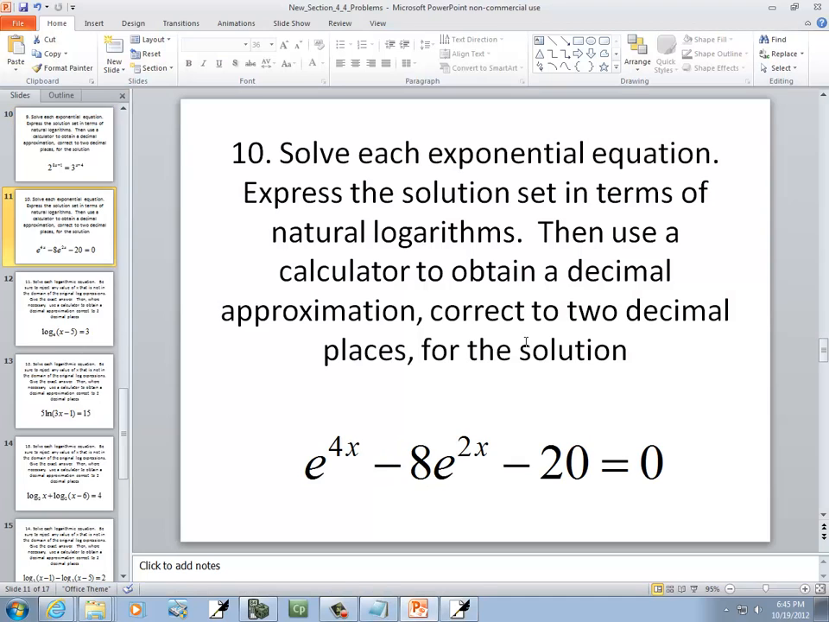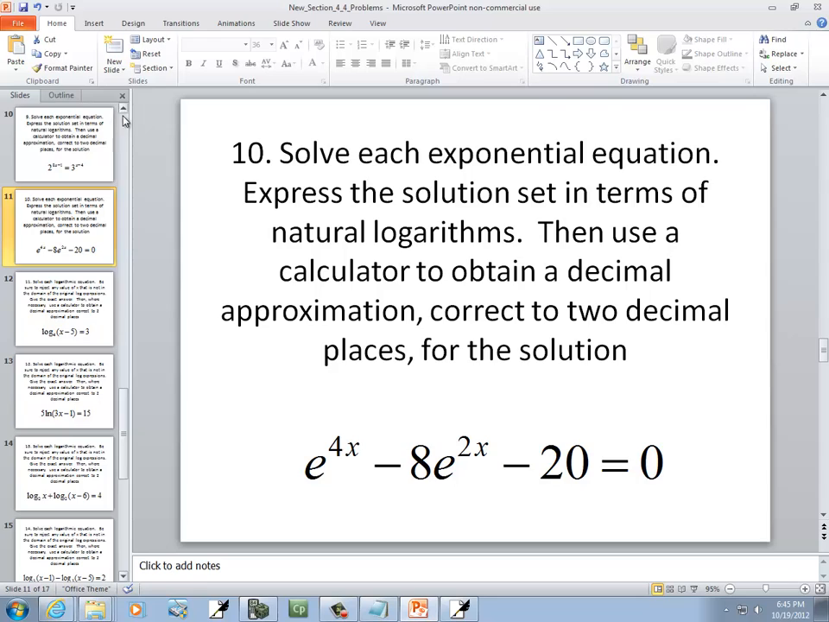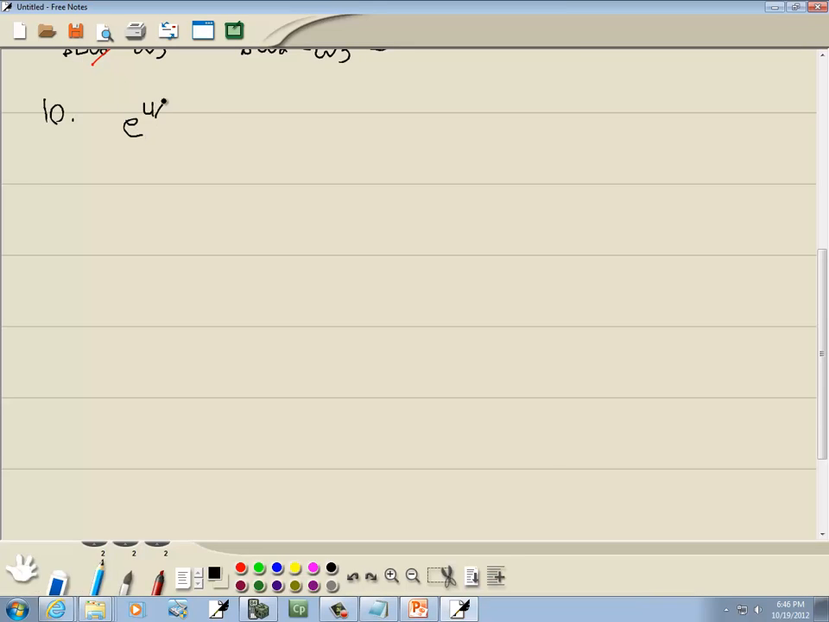Okay, let's look at number 10. This is one of the 5%. You can't solve using that. We got e to the 4x minus 8 e to the 2x minus 20 equals 0. First step, get the part of the variable in the exponent by itself. Well, if I take the negative 8 e to the 2x minus 20 to the right side, this e to the 4x will be by itself, but the 8 e to the 2x won't be. It'll have a plus 20 with it. So there's no way I can get the part with the variable in the exponent by itself.